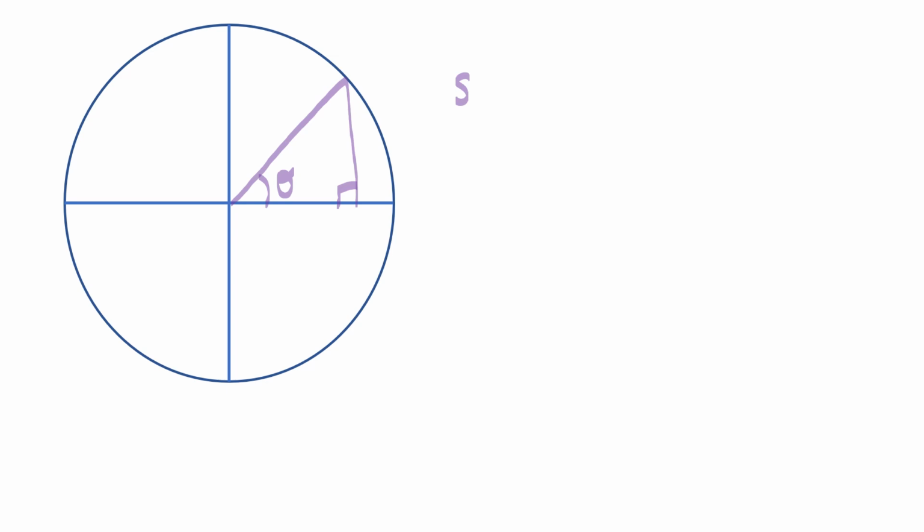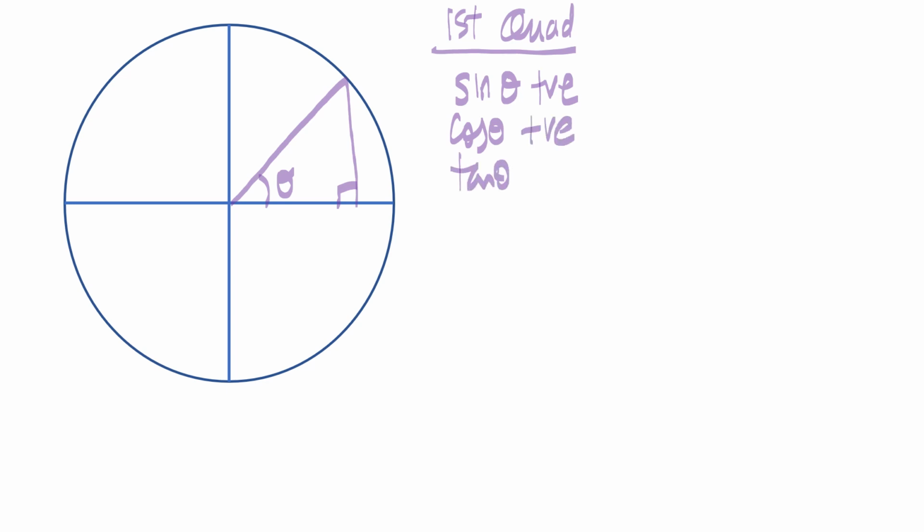Okay, so your sine theta in the first quadrant is a positive value. Your cosine theta will also be a positive value. Your tangent theta will be a positive value, where your theta is between 0 to 90. So the trigo ratios will be all positive in the first quadrant.